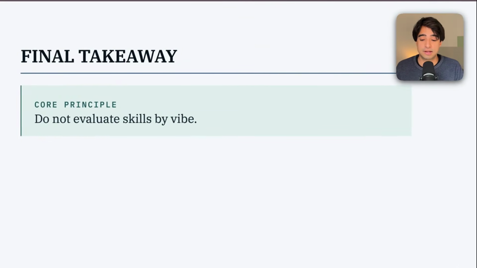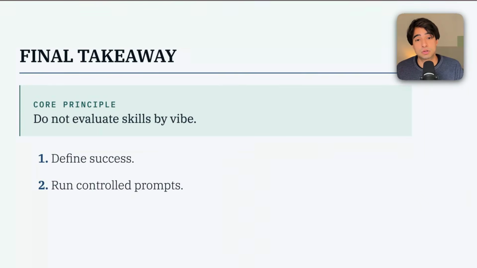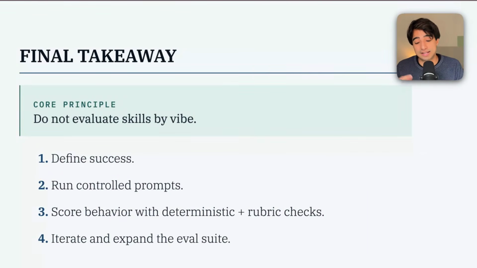And the final takeaway is that you do not want to evaluate your skills by vibe. You want to evaluate them as close as possible as you would evaluate software. So first of all, define what success means for your skill, then run controlled prompts and validate that they are actually working and that they produce the desired results with the desired process. Then score the behavior using deterministic and rubrics checks. And you can even use LLMs as a judge, as I showed you before. And then iterate and expand those test cases and those evaluations as your skill evolves and as you find different pain points so that your skill becomes very robust.